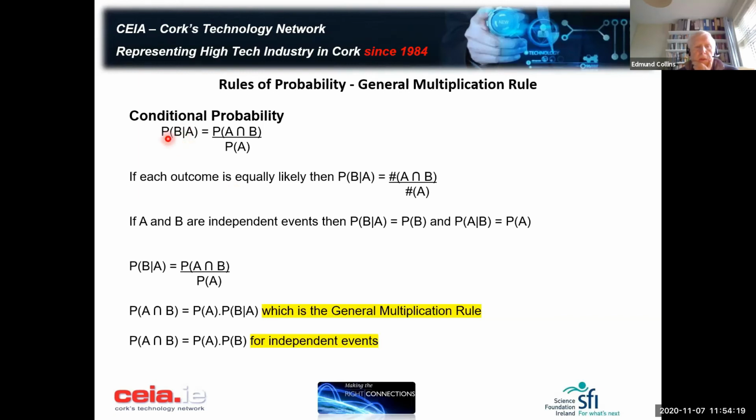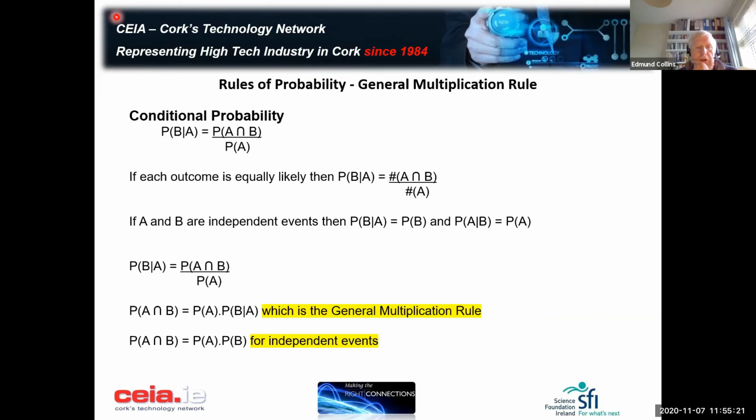The probability of B conditional on A equals the probability of A and B over the probability of A. If each outcome is equally likely, then the probability of B conditional on A is the number of outcomes for A and B divided by the number of outcomes for A. It's important to note that if A and B are independent events, then the probability of B dependent on A equals just the probability of B, and the probability of A dependent on B is the probability of A.